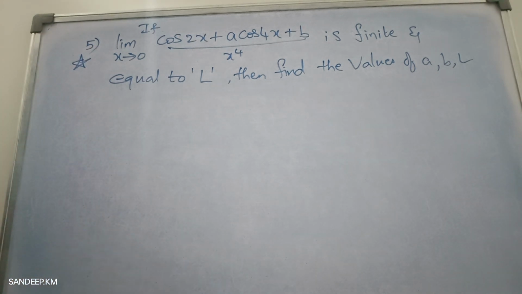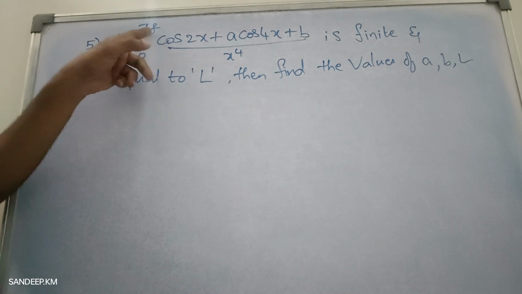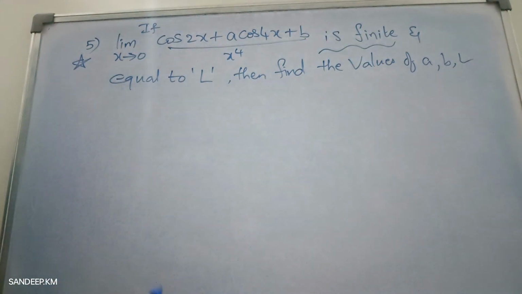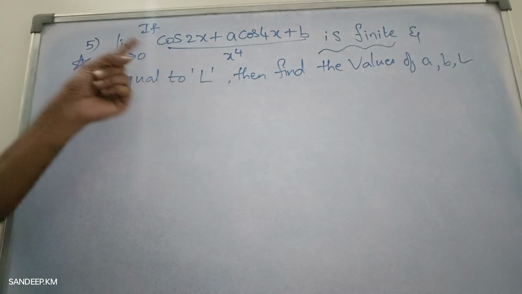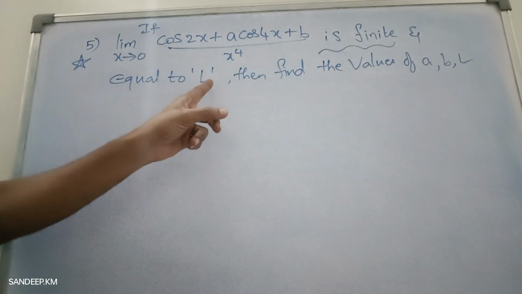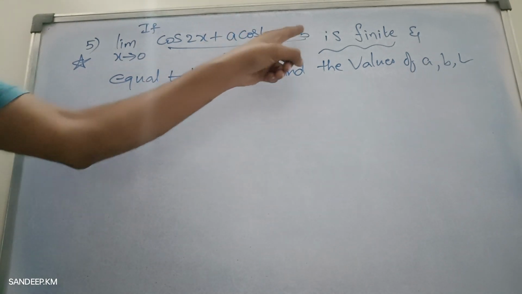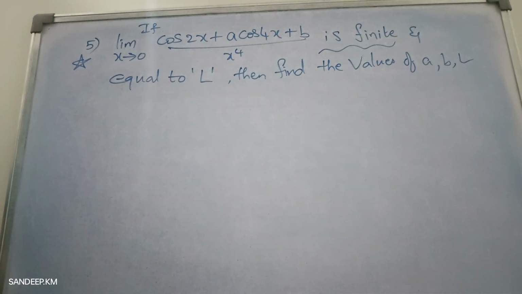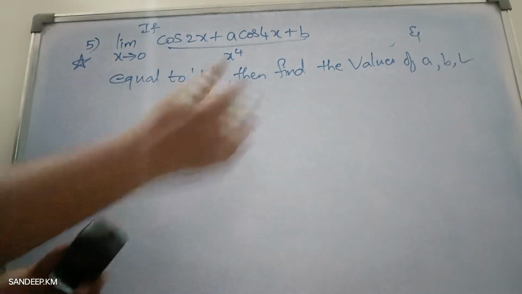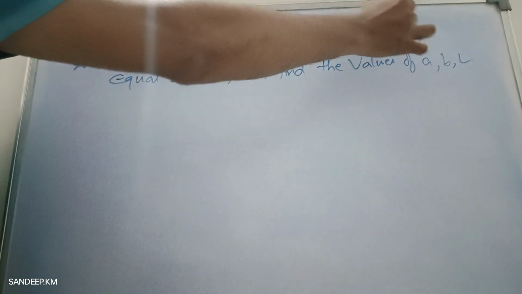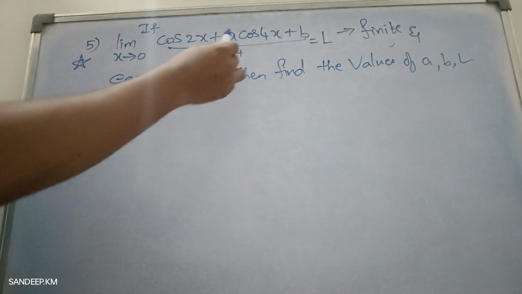Okay, now come back to the question. What they told is, if this limit is finite, understand this, if this limit is finite and equal to L, that means what? The limiting value of this function is equal to L. Then they told us to find the value of the unknowns a, b, L. So they told that this is a finite number. Then we have to find the values of a, b and L.